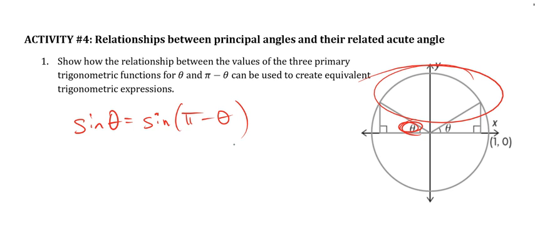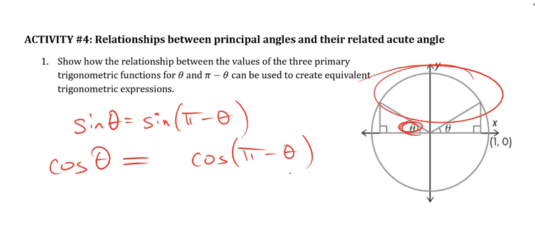You would need to add more to it to do cosine because cosine is negative in quadrant 2 but positive in quadrant 3. But you can account for that with one simple little thing that you would add to the formula to make them equal, right? So this wouldn't be true. Cosine theta would not equal cosine of pi minus theta. But how could I make the left side equal the right side? How could I do that?